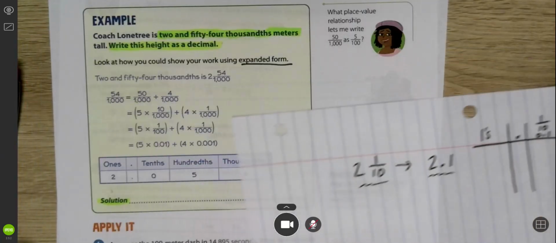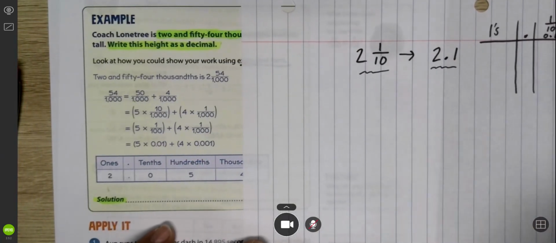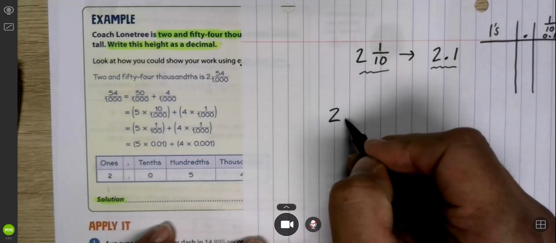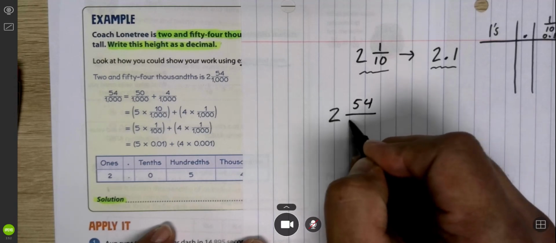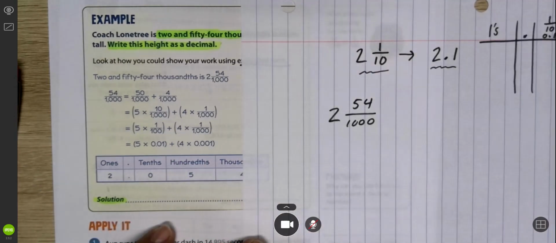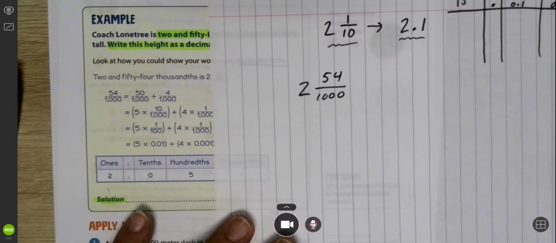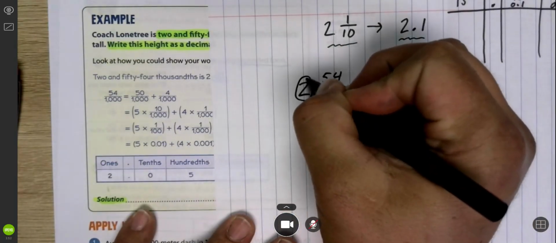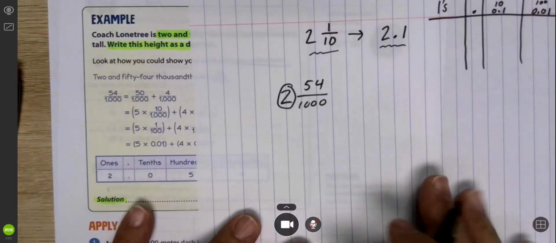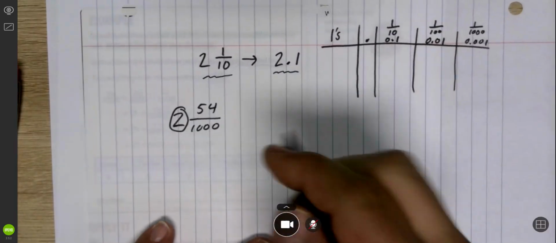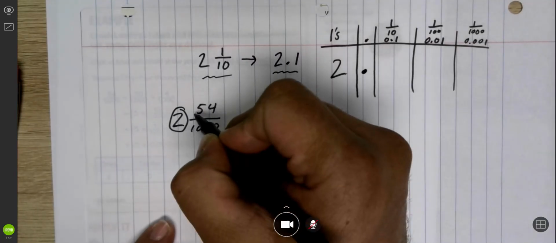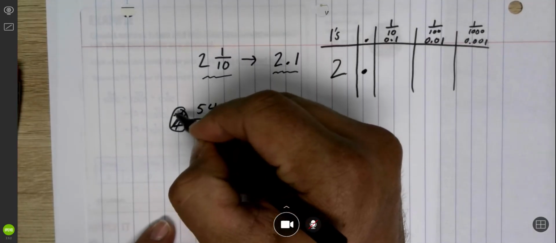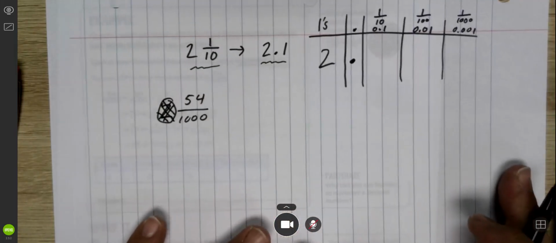So with that said, they take this 2 and 54 thousandths and they put it like that for us. Okay? And then they're taking this 2 and they're pulling it away. They're saying this 2, I know it's 2 wholes. I'm going to put it right there and I'm going to deal with this right here. Okay, so they're effectively getting that out of the picture.